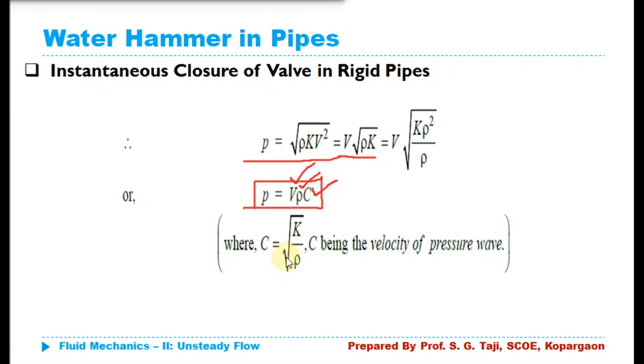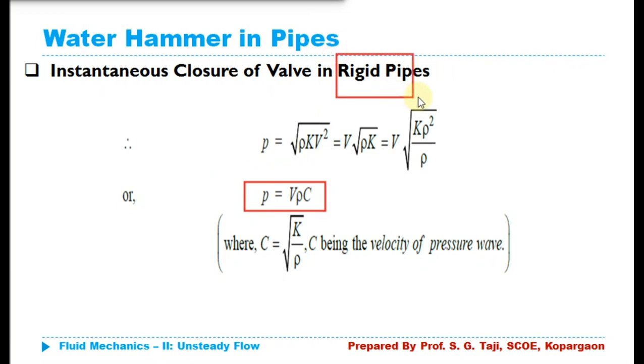That is given by under root of k upon rho, where k is the bulk modulus of elasticity of water and rho is the density of liquid, which is also known as velocity of sound in that fluid medium, that c. So this is our required equation which we have derived for the case of instantaneous closure of the valve in case of a rigid pipe. Remember that. So remember this equation. Hope you understood this one.